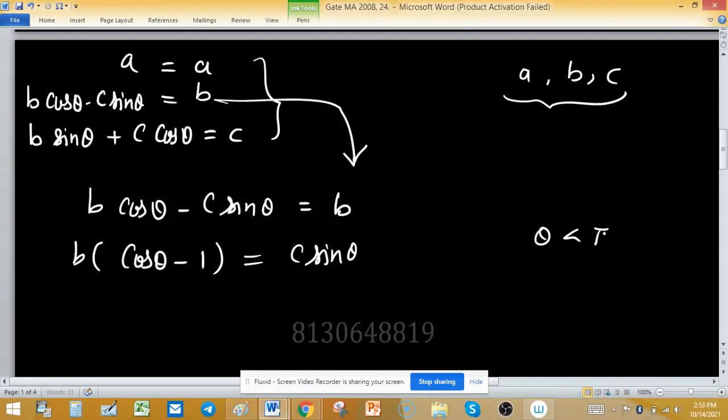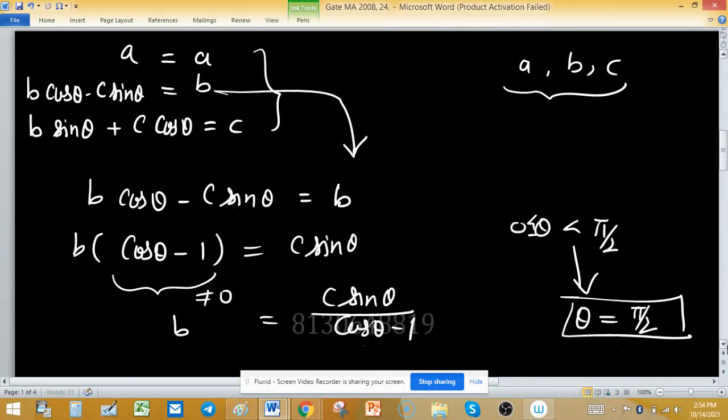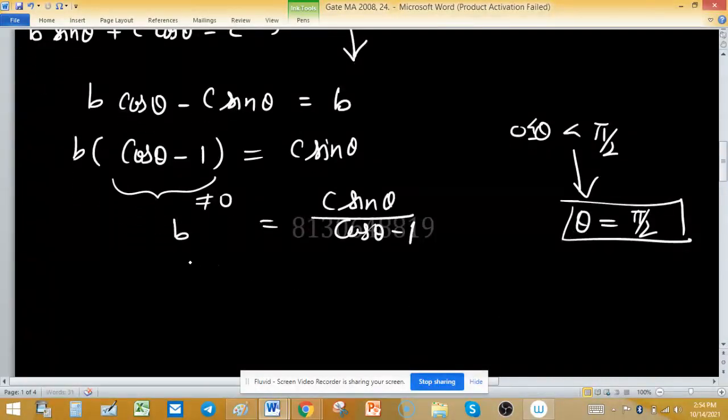Because theta is lying between 0 to pi by 2, theta cannot be pi by 2. So cos theta minus 1 is not equal to 0. So I can divide. So B equals C sin theta upon cos theta minus 1. If theta could become pi by 2, then we couldn't do this. So the value of B is dependent on C, or you can say one variable is dependent on another.